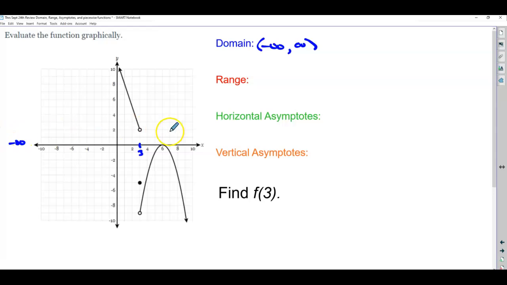So domain is all real numbers. Even though there's a break in the graph, notice how 3 has a point. So all x values can be represented on this function. And we want to look at my range. Well, what about the range?